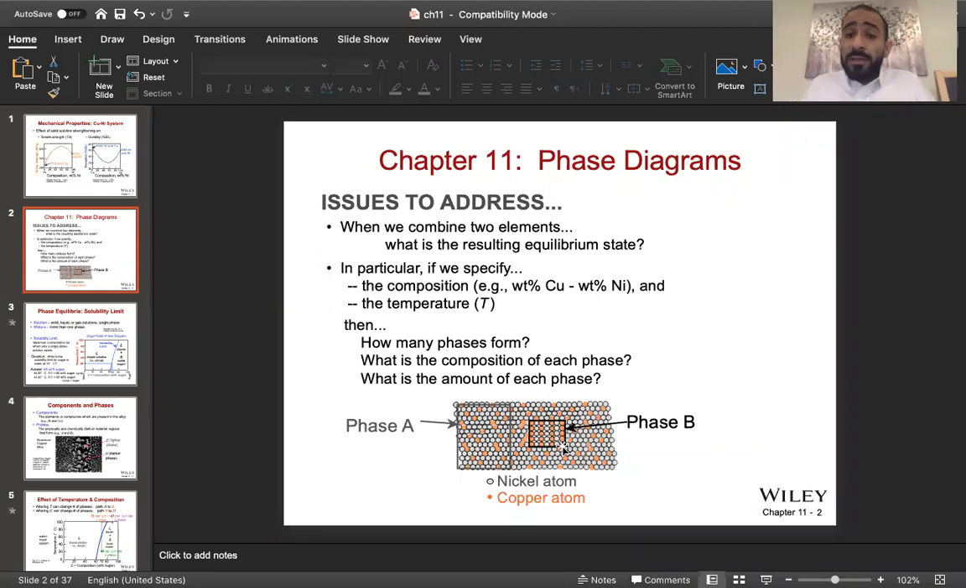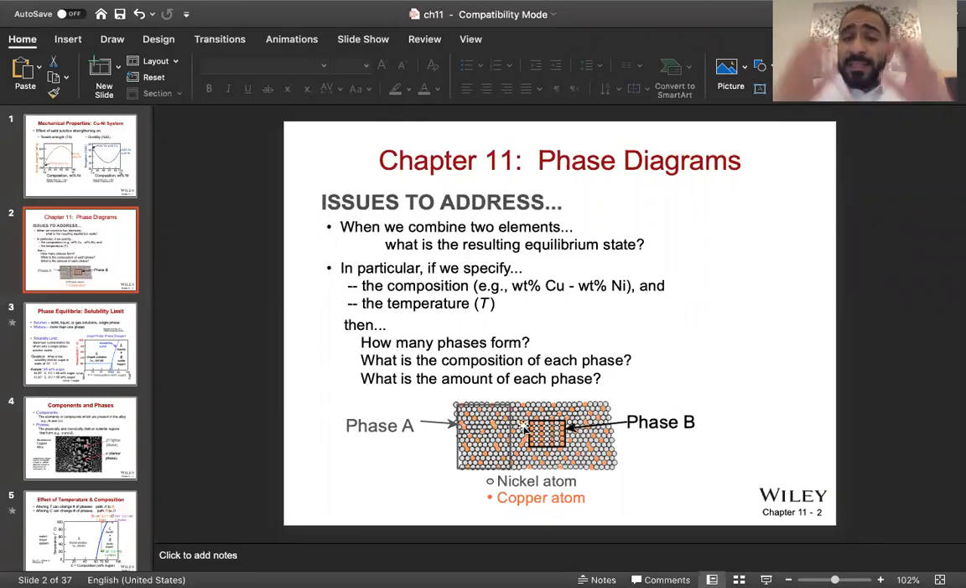Whether I'm having 80% phase A, 20% B, or 20% A, 80% phase B. Right? All these are important questions, right? And the phase diagrams can provide you all this information, and we need to learn how we can extract this information from the phase diagram.